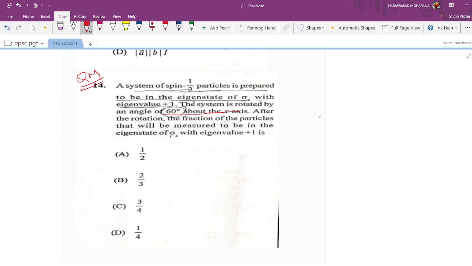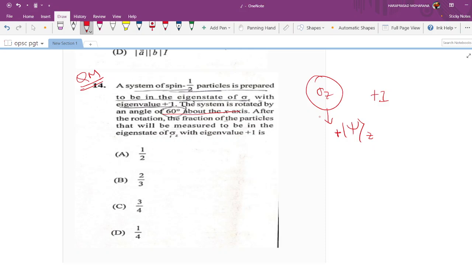It is given 60 degrees about the x-axis, it is rotated. The system of spin particles is being given, and one more thing is given: it is in the eigenstate of sigma z. The system is in the eigenstate of sigma z with eigenvalue plus 1. So let me denote the eigenstate as psi, and for sigma z I am denoting it as psi z. Is it clear to all of you? I guess yes, it is clear. And it has an eigenvalue of plus 1, so I am denoting it as plus.